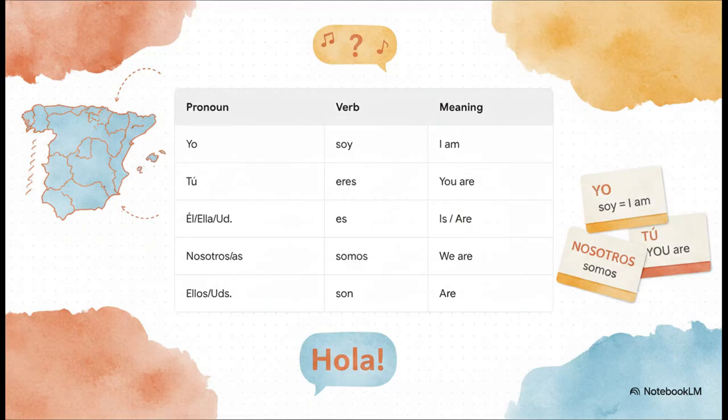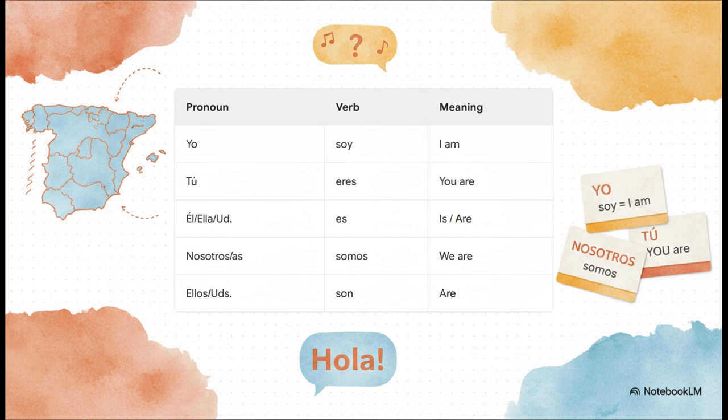All right, Section 3, conjugating the verb ser, to be. So now that we have our subject pronouns, the who of the sentence, we need our action. And we are starting with the ultimate action verb, ser, which means to be. Guys, this is one of the most important verbs in the entire language. Just like in English, where to be changes based on who is doing the action, like we say I am, but you are, the Spanish verb ser changes too. And that is what we call conjugation.